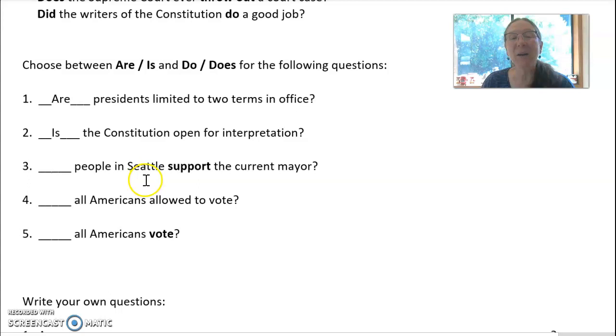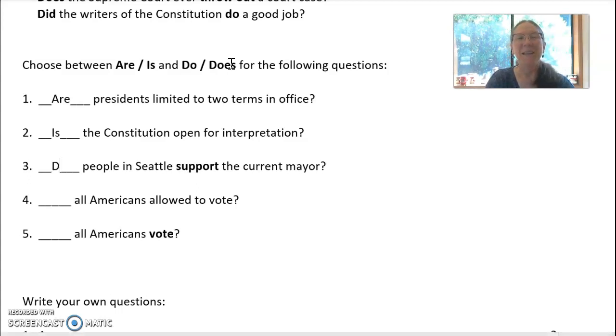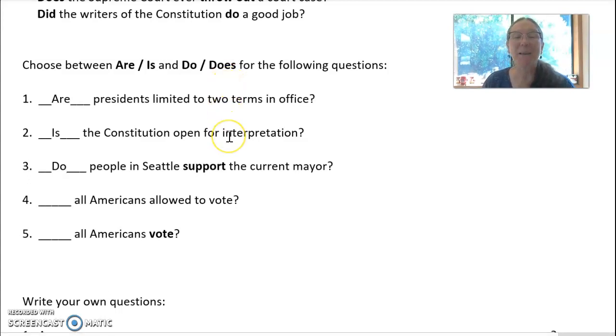Number 3. People in Seattle support the current mayor. Here I've highlighted the base verb. And also we have a plural over here. So we have to hop over here and say, is it going to be do or does? Do people? Does people? Do you know the answer? It's do, right? Do people in Seattle support the current mayor? Okay, are you getting the hang of this?